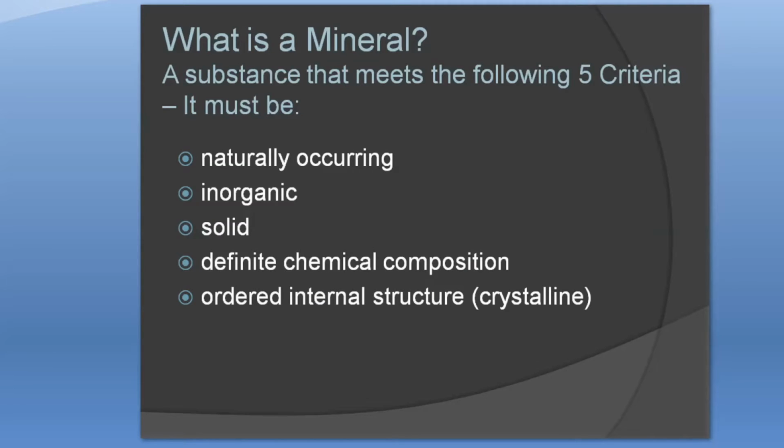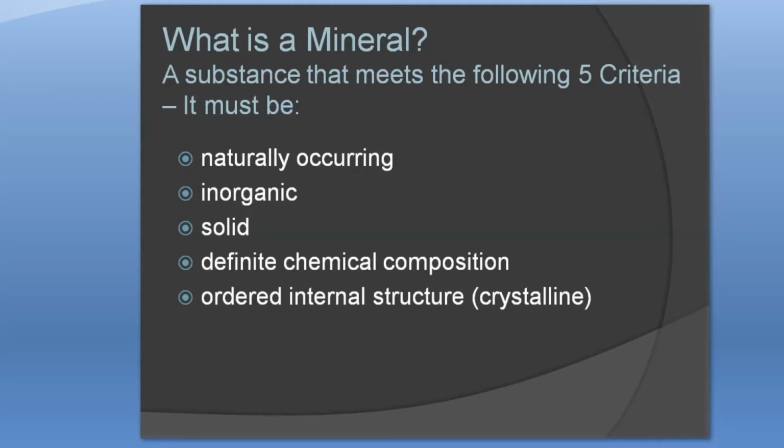So what is a mineral? A mineral is a substance that meets the following five criteria. It must be naturally occurring, meaning things that are made by man are not really minerals. So tungsten carbide, which is a hard material, lately they've been using it for wedding rings. My son's wedding ring is made out of tungsten carbide. It's not naturally occurring. It's a man-made product, so it's not a mineral.